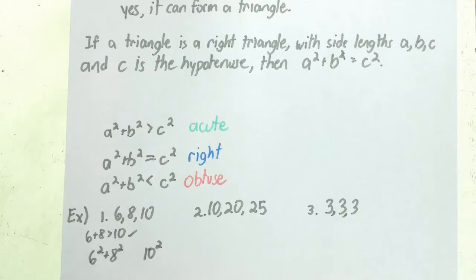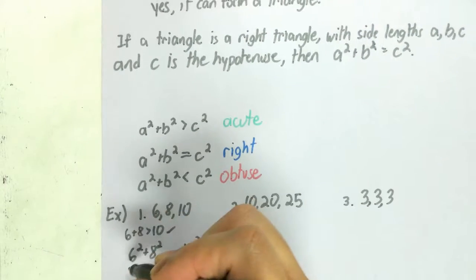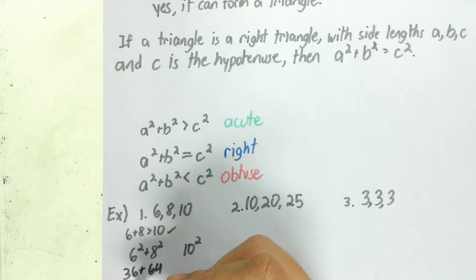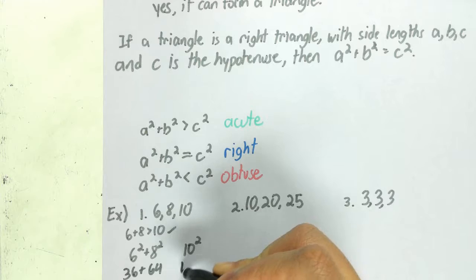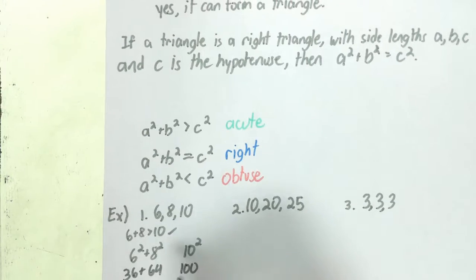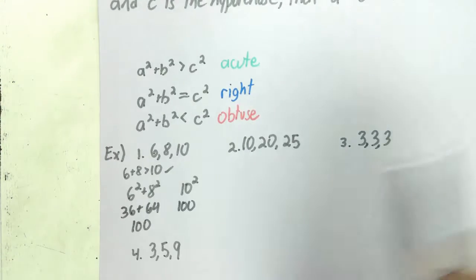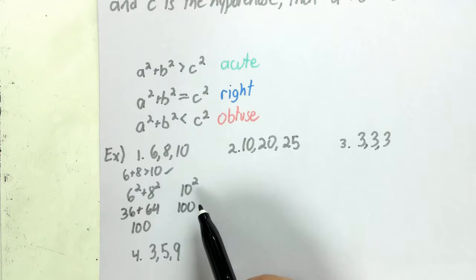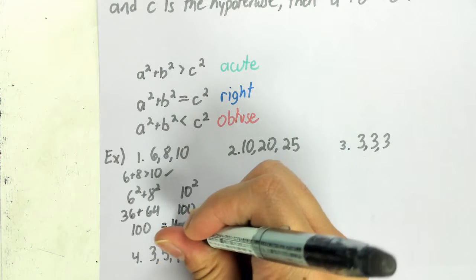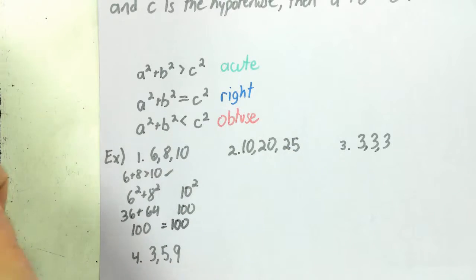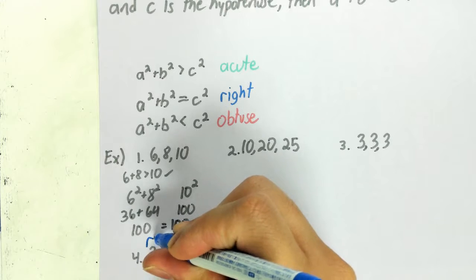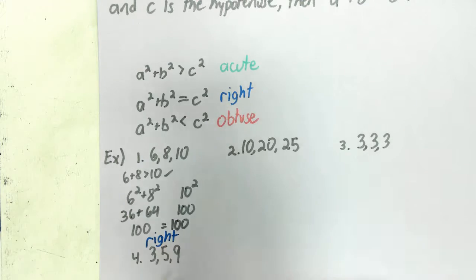Alright, here we go. We have 36 plus 64, which is 100. Comparing that with 100, 36 plus 64 is 100. So a squared plus b squared is 100. C squared is also 100. They are equal to each other. That means we have a right triangle.